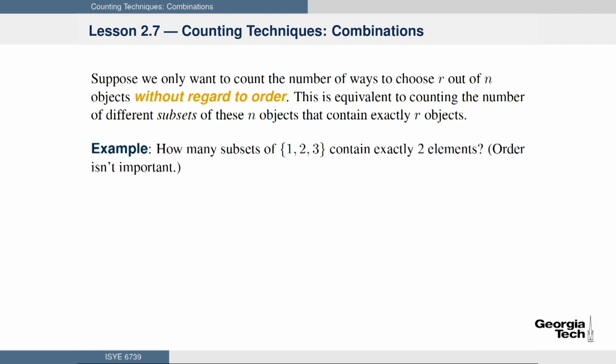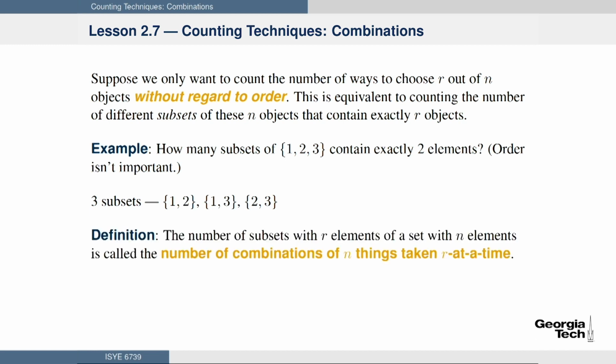So for instance, how many subsets of the set {1, 2, 3} contain exactly 2 elements? And order is not important because for subsets, we don't care about order. So I'll list them out. 3 subsets: {1, 2}, {1, 3}, and {2, 3}. Each of these subsets contains exactly 2 elements, so 3 subsets in total.